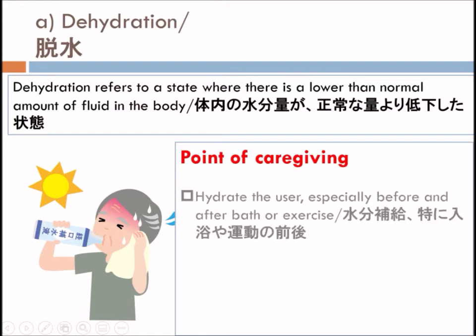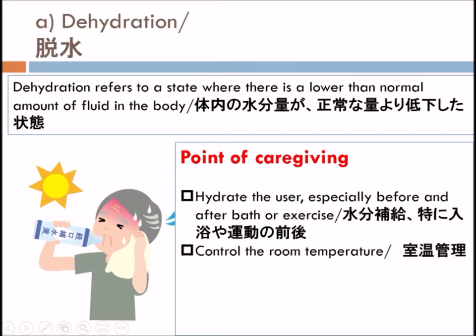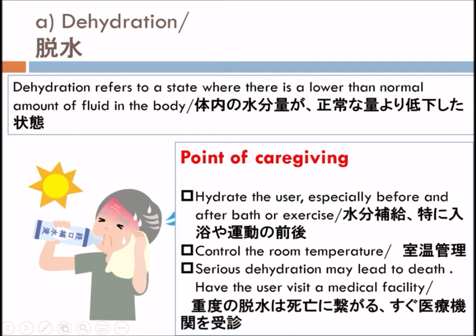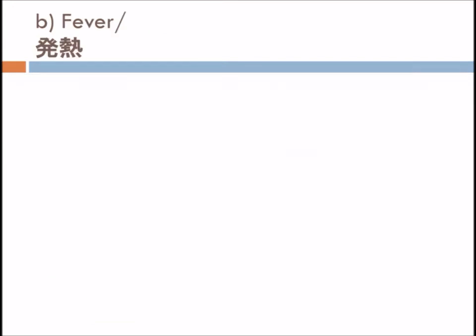Point of caregiving. Hydrate the user, especially before and after bath or exercise. Control the room temperature. Serious dehydration may lead to death. Have the user visit a medical facility. Maintenance of the balance between fluid intake and excretion by orally taking food and drink will lead to maintenance of the healthy life. Fever.